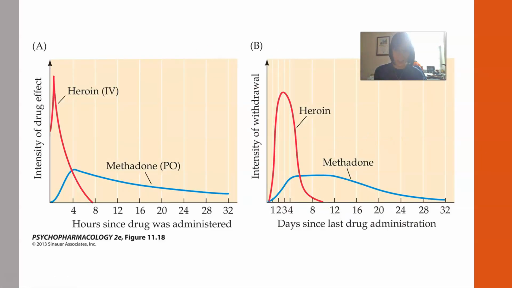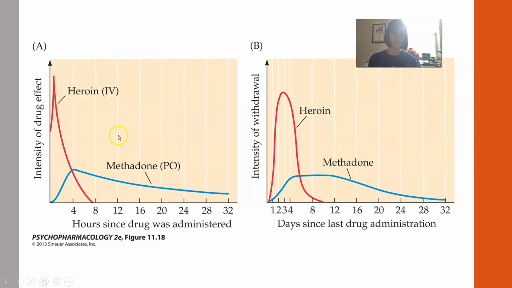And here's what I was talking about with the withdrawal effects and the drug effects. Heroin has a pretty highly intense drug effect. This is partially due to its route of administration as well as properties of the drug itself. And so you can see that it's completely removed from the system after 8 hours. On the other hand, methadone is still present in the system within 32 hours.